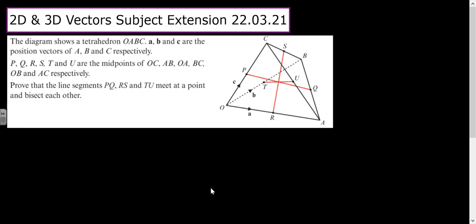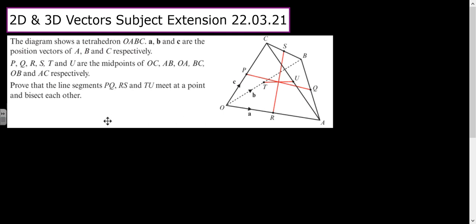Hello, and welcome to this vectors subject extension. It's not 2D and 3D vectors, it is only 3D vectors, but we will look at a geometric problem and we'll look at a forces problem to see how we can apply our vectors knowledge.